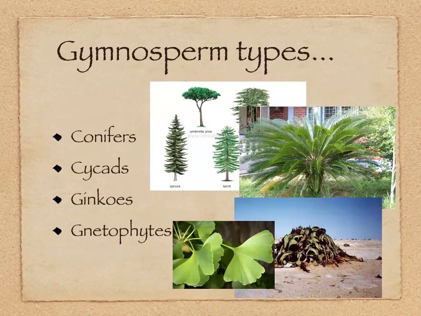Okay, so here are the gymnosperm types. I mentioned the conifers. Those are your typical large pine tree, spruce tree, and so on. This is a cycad, the one on the right there in the middle. It's a super primitive tree fern type thing. Down there on the lower left is a ginkgo. There's only one species called Ginkgo biloba. It's a super ancient type of creature.